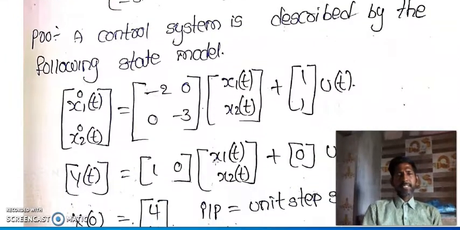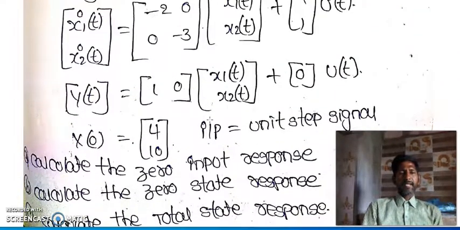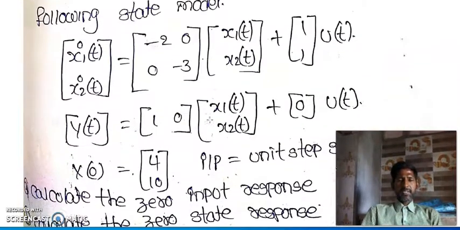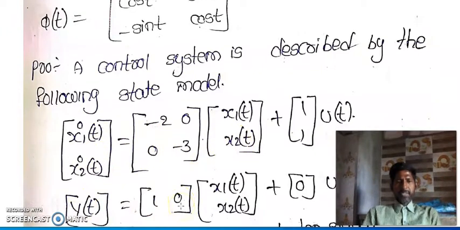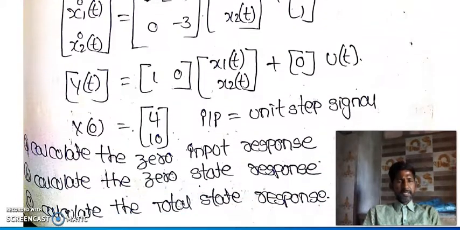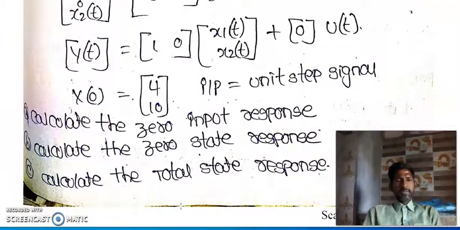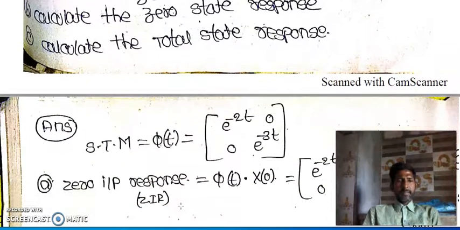The control system is described by the following state model. Calculate the zero input response, calculate the zero state response, calculate the total state response. It's very important. The state model equation is given in the problem like this. This is the state equation, this is the output equation. Combined, we call them the state model equations. For this, calculate the zero input response, the zero state response, and the total state response.